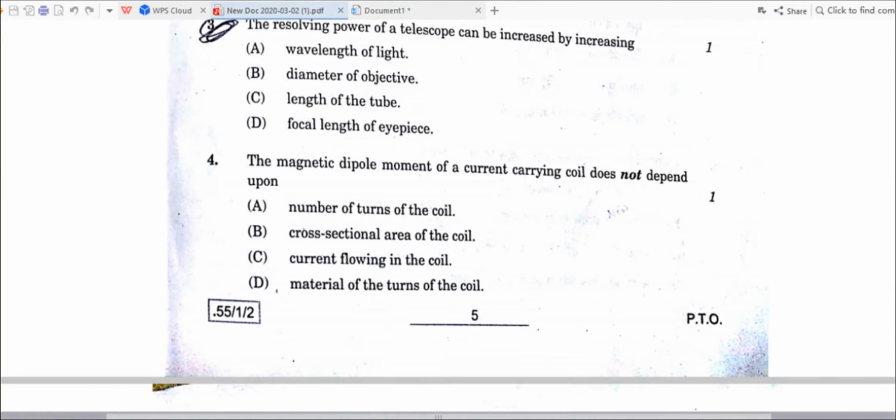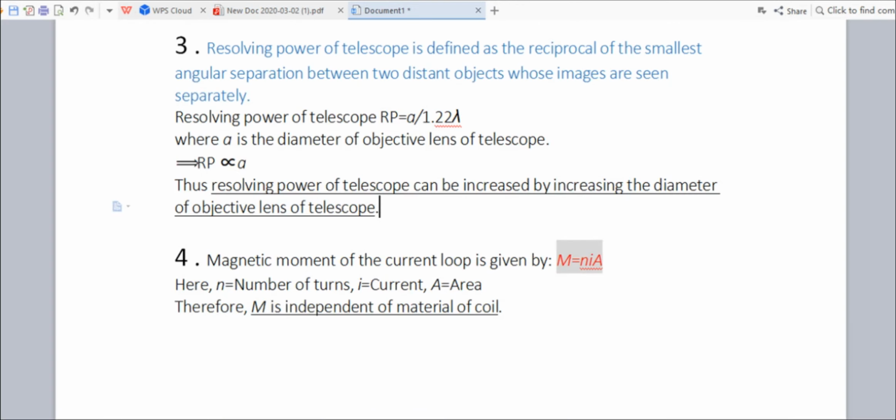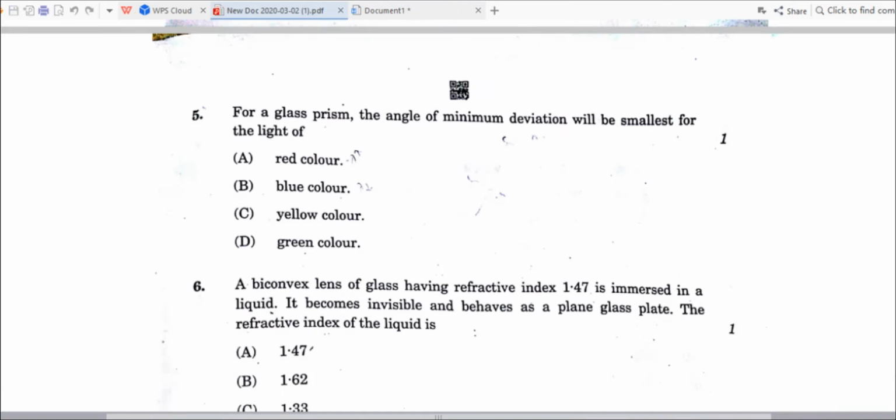Question number 4, the magnetic dipole moment of a current carrying coil does not depend upon. Simple. We have the formula M equals N times I A, where N is the number of turns, current is I, and A is the area. So therefore M is independent of the material of the coil. So the answer is D.